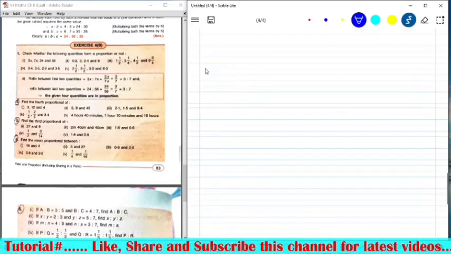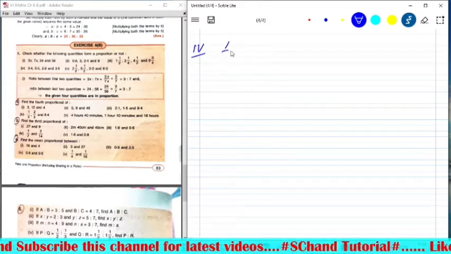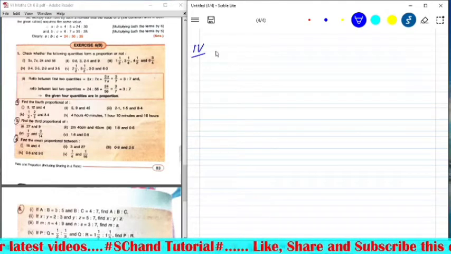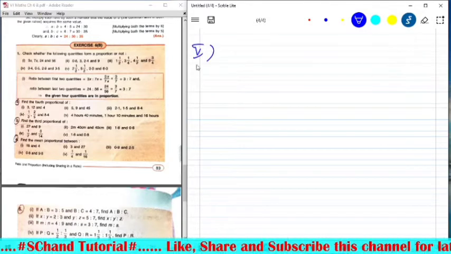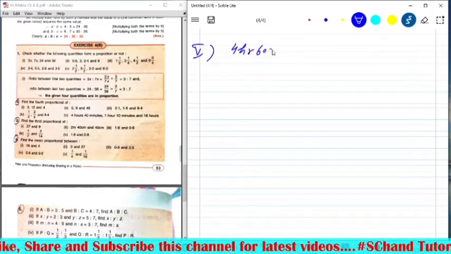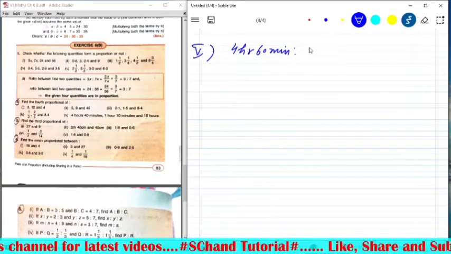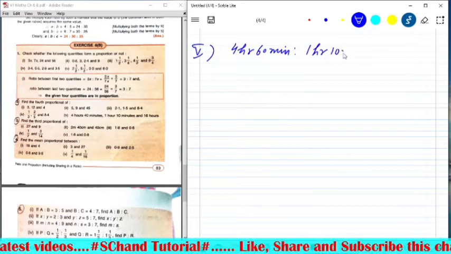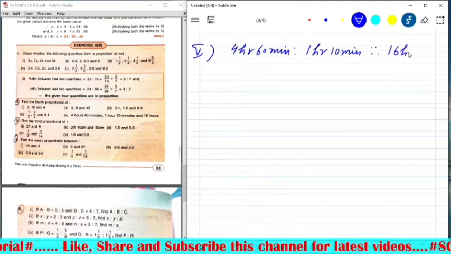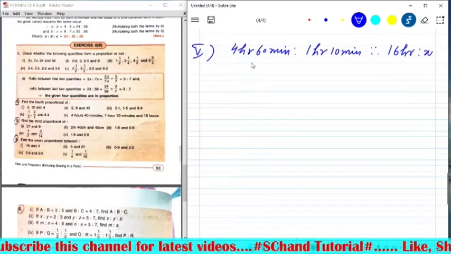Then we have the fourth one. Fourth is 1/3. Okay, one of these, the fourth one, you can do. I can solve the fifth one. 4 hours 60 minutes ratio 1 hour 10 minutes, then double ratio 16 hours ratio x. The fourth proportional we have to assume is x.